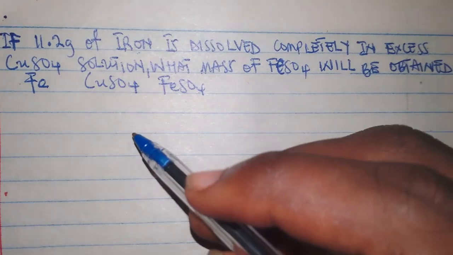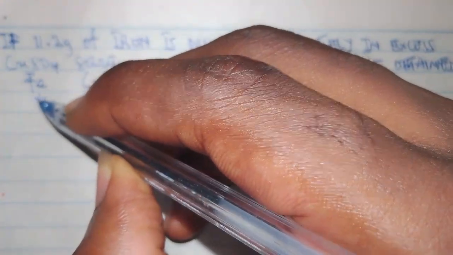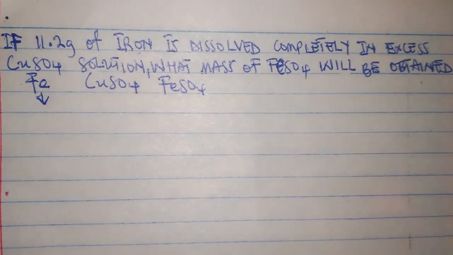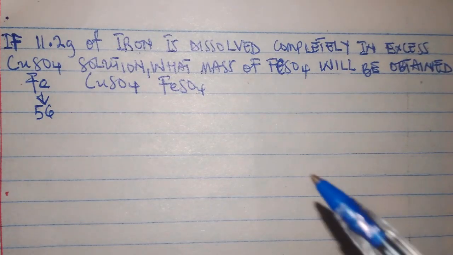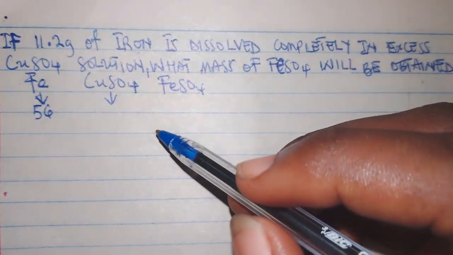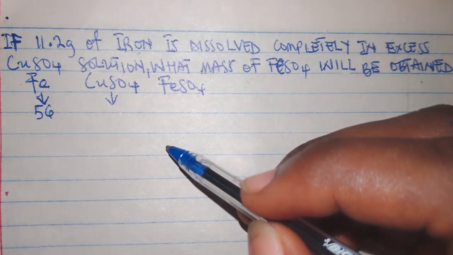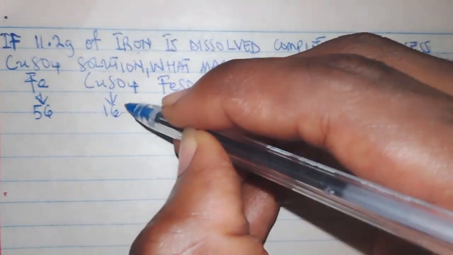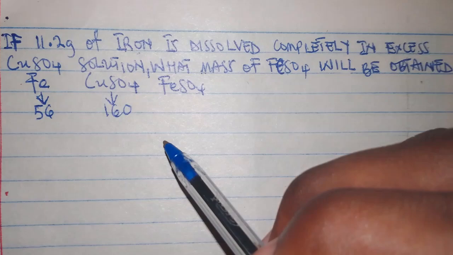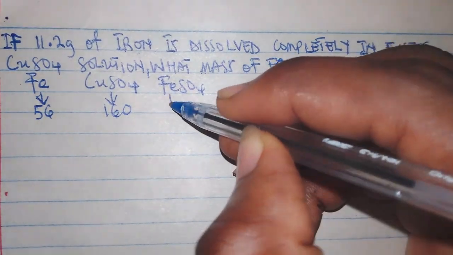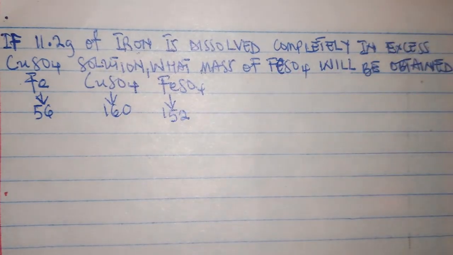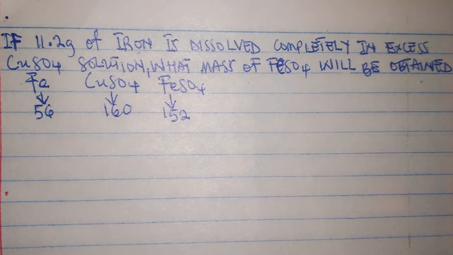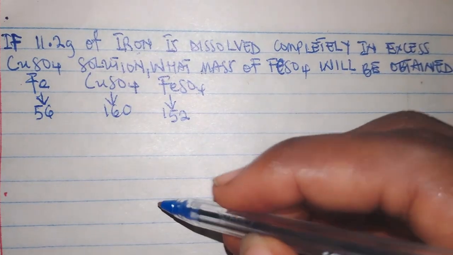So I'm just going to write their masses below them. The mass of iron is approximately 56. The mass of copper(II) sulfate is approximately 160, with copper taken as 64, not 63.5. The mass of iron(II) sulfate is approximately 152.